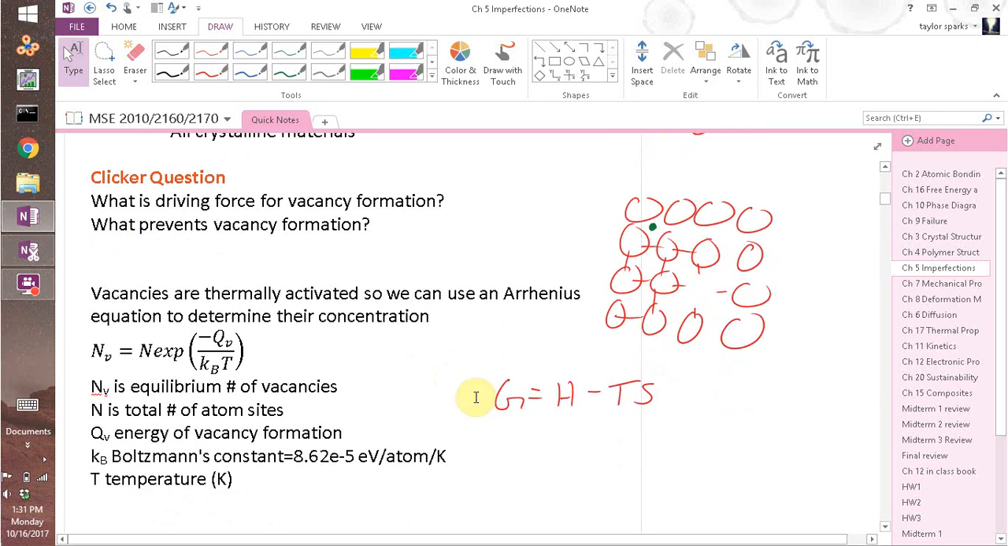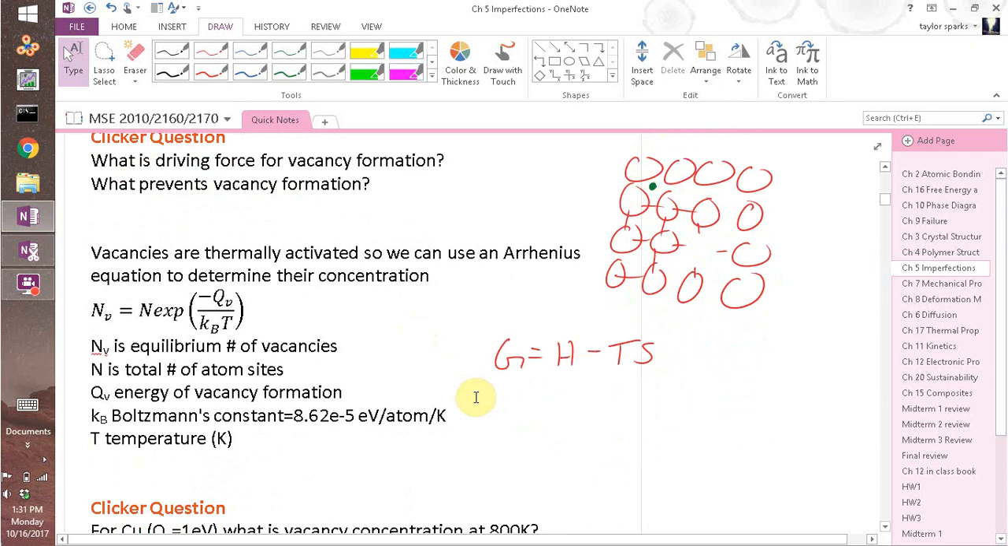So how many form? The way that we can calculate this is by using the activation energy for vacancy formation, right? So N_V, that's the number of vacancies at equilibrium. Again, this is assuming that we reach equilibrium, which means high temperatures, long times, right? That's equal to N, which is the total number of atomic sites, multiplied by the exponential of negative Q_V, our activation energy for vacancy formation, divided by kT.